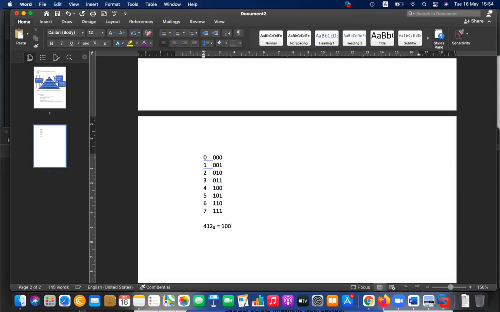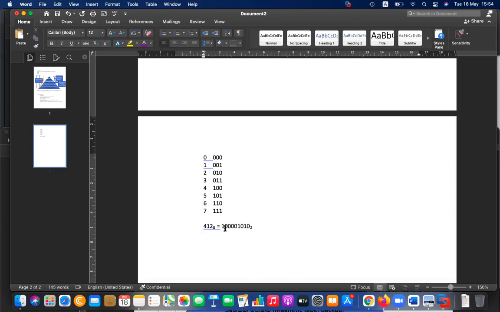0 0. 1 is 0 0 1. Then 2 is 0 1 0. Okay, this is the binary number. So that is how you do this, right? If it is hexadecimal, you write 4 by 4. If it is base 10, you can write 4 by 4. So if you get a question, you'll do that, right?